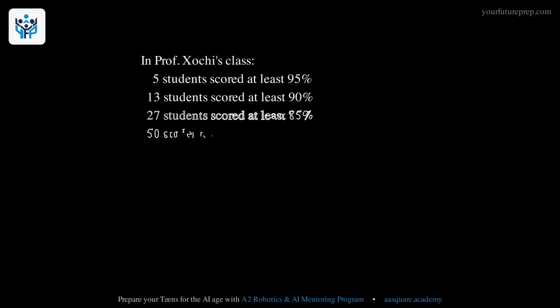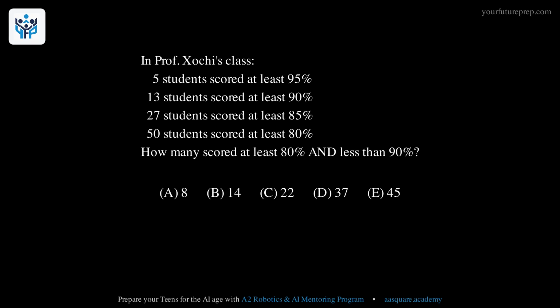On the most recent exam in Professor Sochi's class, 5 students earned a score of at least 95%. 13 students earned at least 90%. 27 students earned at least 85%. And 50 students earned at least 80%. How many students earned a score of at least 80% and less than 90%?